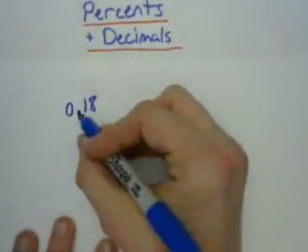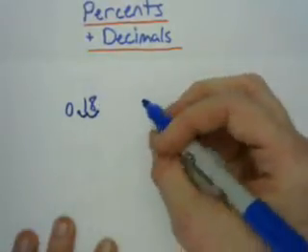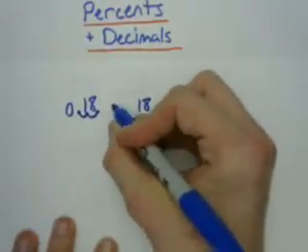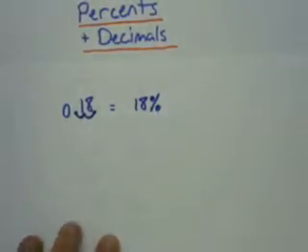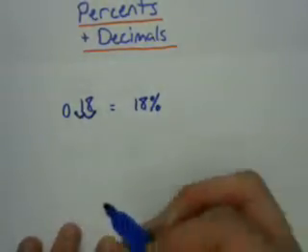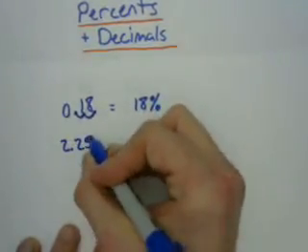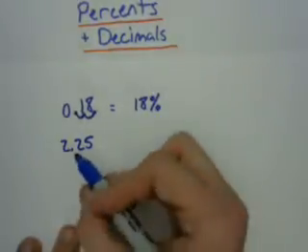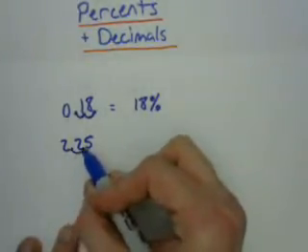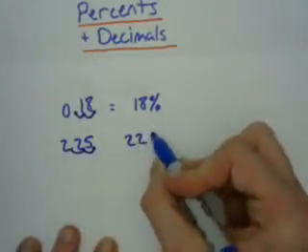So here, I just take the decimal 2 to the right. It's now 18%, and don't forget the percent sign. Okay, so here, the next one, let's say 2.25. So again, this is over 1. It will be over 100%. So here I take the decimal, move it 2 to the right, 225%.